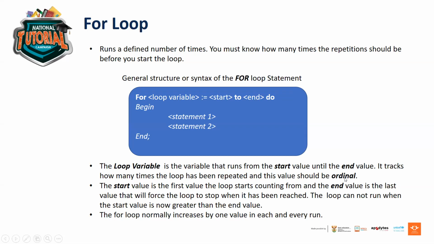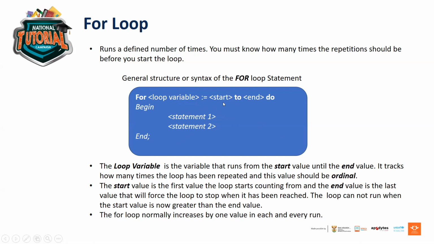What do we mean by ordinal? Ordinal means it should follow a certain sequence. So people like to use here maybe ik, for ik colon equals 1 to 5. The loop variable should just be a variable that is countable or has a sequence. You'll see later on when we apply it what I mean by ordinal.